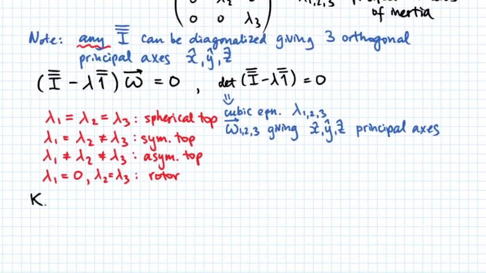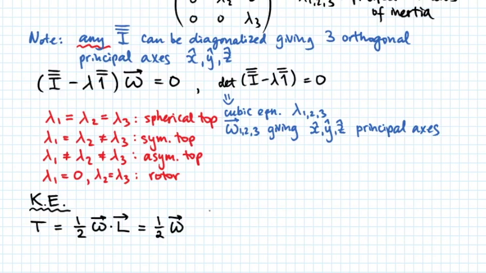Finally, let's consider how kinetic energy looks in terms of moment of inertia tensor. We know that kinetic energy is given by a product of generalized velocity, in our case it's omega, and generalized momentum, in our case it's angular momentum. Or we write it in terms of product of omega times moment of inertia tensor times omega.